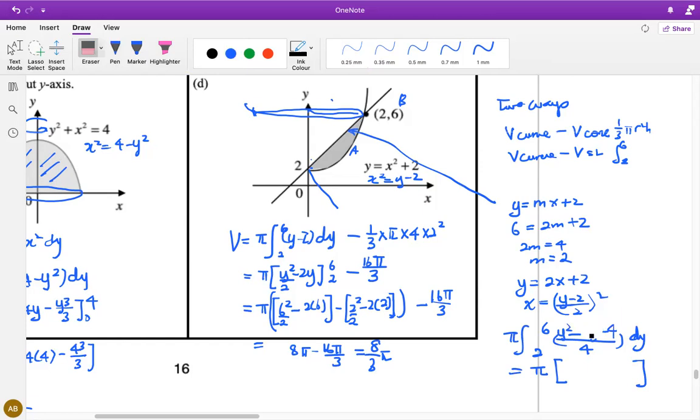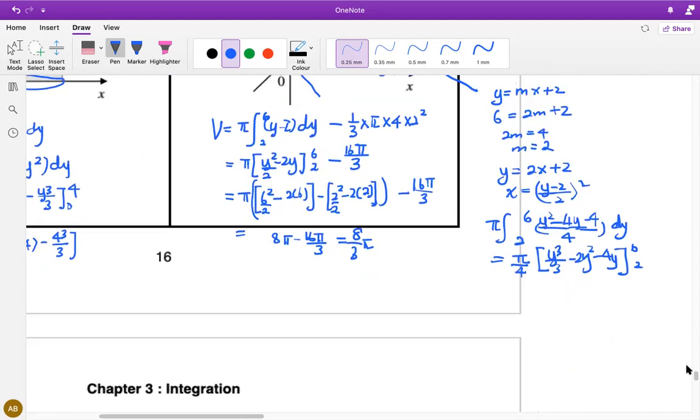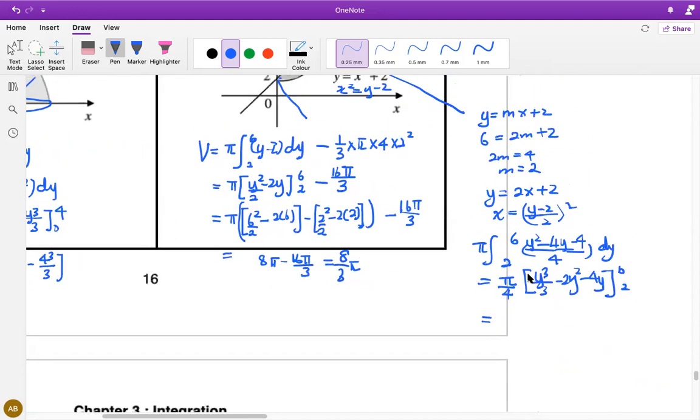Okay, so this one is minus 4. All right, so you take out 4, then you get y cubed over 3 minus 2y squared minus 4y. So you can see that is quite troublesome if you use the formula, right? So if you use the volume of the cone, it is much easier.